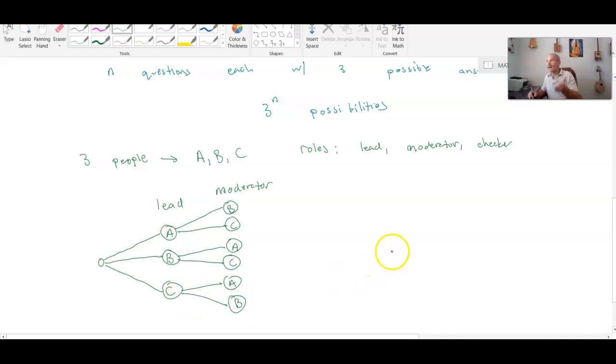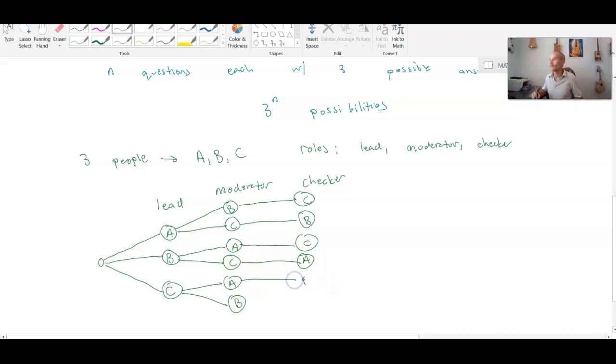Now, since we've looked at the possibilities of lead and moderator, now we have to incorporate the third role, which is the checker. And if A is the lead, B is the moderator, then C can be the checker. And that's the only possibility. A is the lead, B is the moderator, C is the checker. If A is the lead and C is the moderator, then B has to be the checker because that's the only role remaining. And here's kind of the same thing. If B is lead, A is moderator, C can be checker, A can be checker if C is moderator, and then person B and person A here.